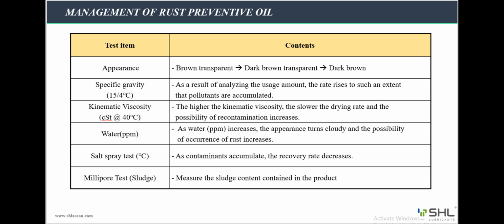Viscosity is also a factor that needs to be carefully managed. The higher the viscosity, the slower the drying rate, and the possibility of recontamination increases. Next is about the water content. As water content increases, the appearance turns cloudy, and the possibility of occurrence of rust increases. In addition, rust preventive oil also needs to be managed with a salt spray test to ensure product quality when shipping by sea, and a millipore test to avoid residue on the surface of the product.